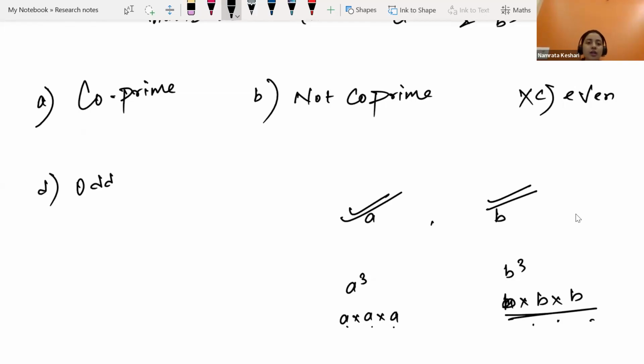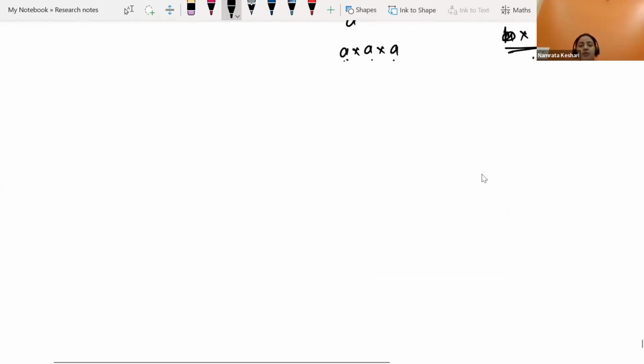Even and odd we cannot say. We don't know if both are even, odd, or what. So either we can say not co-prime or we can say co-prime. But here, if you see the pattern, it is just co-prime. Again there will not be any common factor. Getting it? Yes. Let's continue.